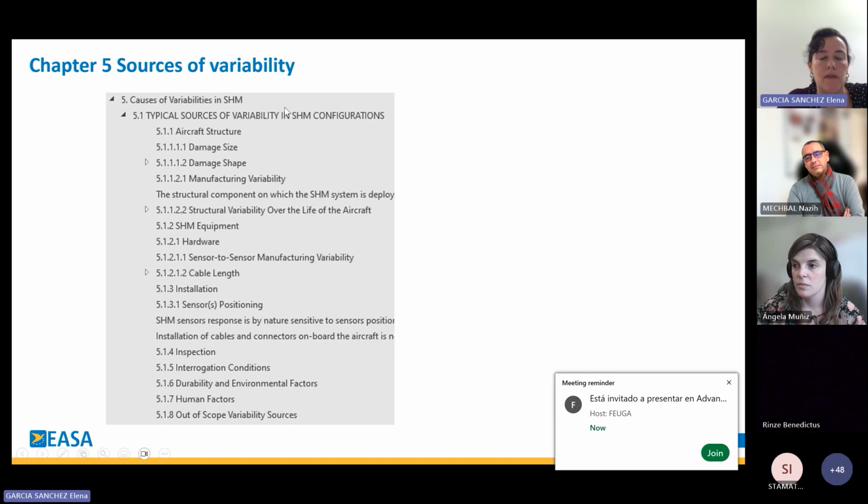This is taken from the index. It can be, for example, damage size, damage shape, manufacturing variability, then variability over the life of the aircraft with aging and environmental aspects. This is an important thing that has to be demonstrated. Variability of the equipment, sensor-to-sensor manufacturing variability, cable length, for the installation sensor positioning, and then interrogation conditions, durability factors, human factors.